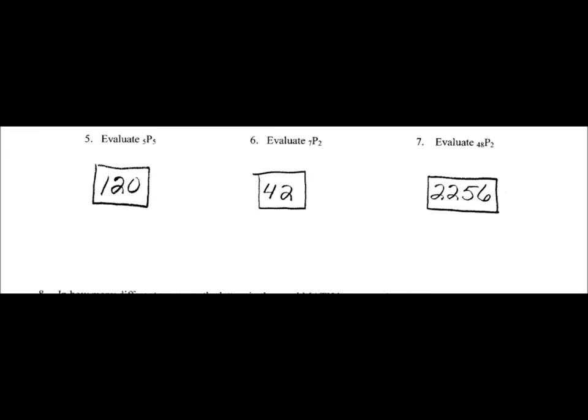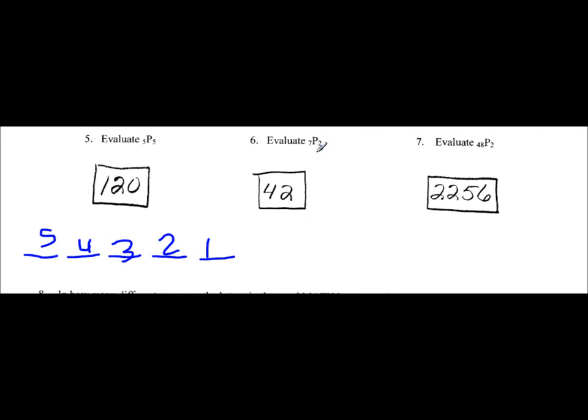So now let's take a look at evaluating some of these using what we know of the notation. Number 5, we have 5p5. That means we're going to select 5 different things. And so we have 5 things to choose here, 4 to choose here, 3 to choose here, 2 to choose here, 1 to choose here. 5 times 4 times 3 times 2 times 1 is 120.